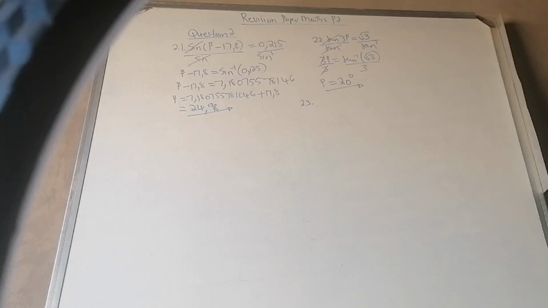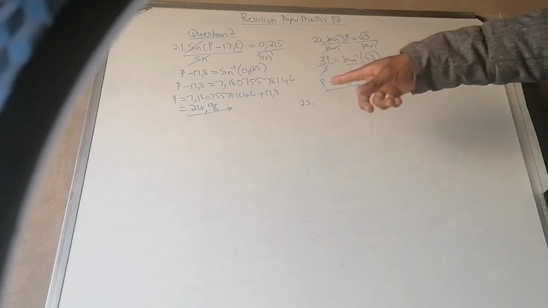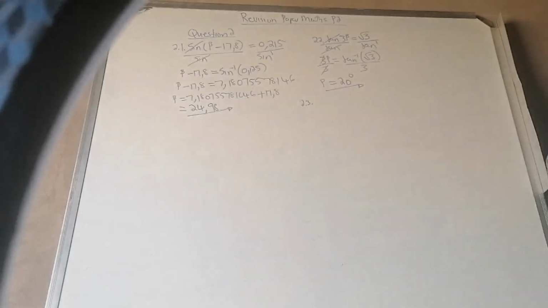Right, question 2 again. We find the sine of beta minus 17.8 here, and we found a value of 24.98.